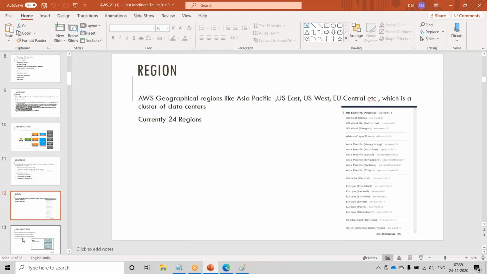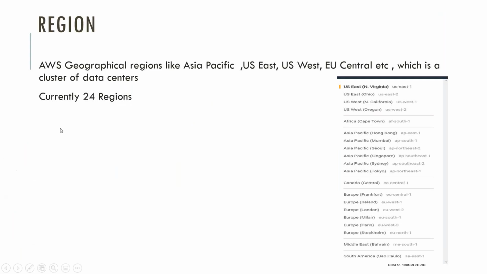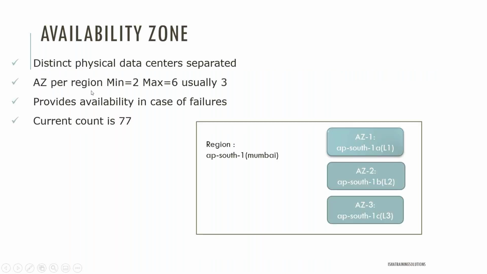If you go to the next slide, what is a region? Basically AWS geographical regions like Asia Pacific, EU East or EU West are the physical locations. These are called regions, which have a cluster of data centers, a group of data centers pertaining to some country or physical location. Currently there are around 24 regions in AWS. An availability zone is a distinct data center, and for one region you can have a minimum of two or a maximum of six data centers. Usually it would be three.